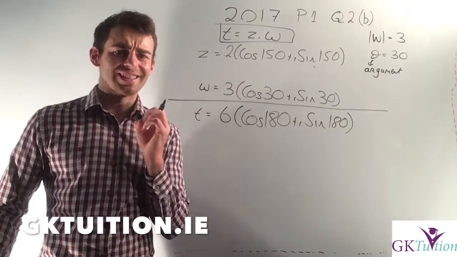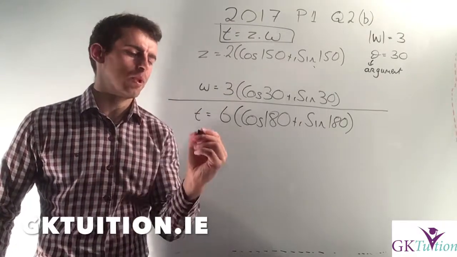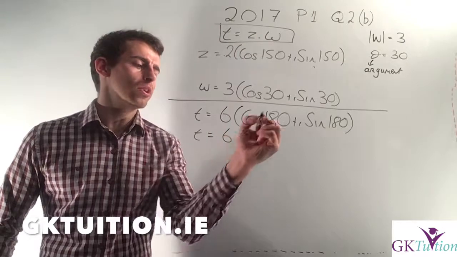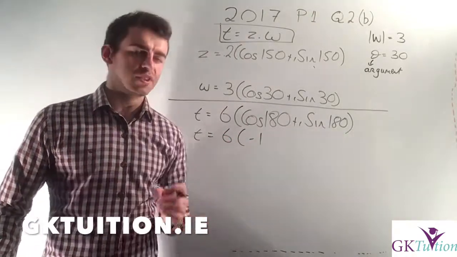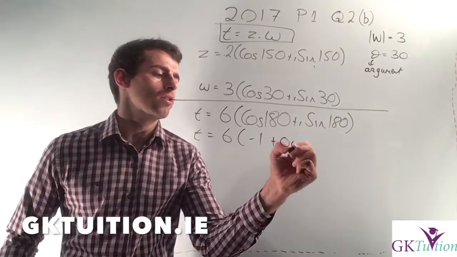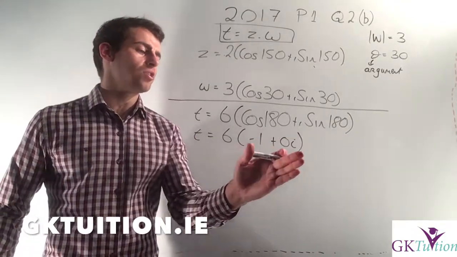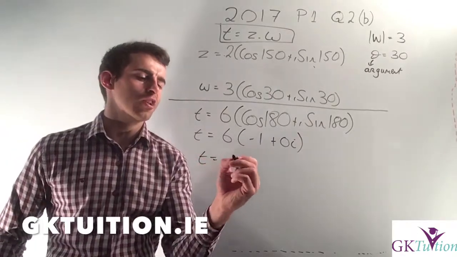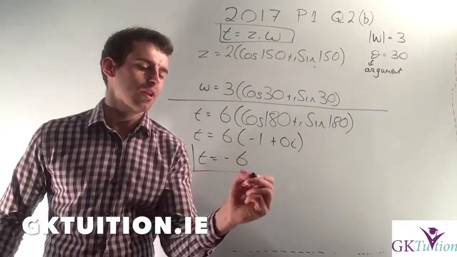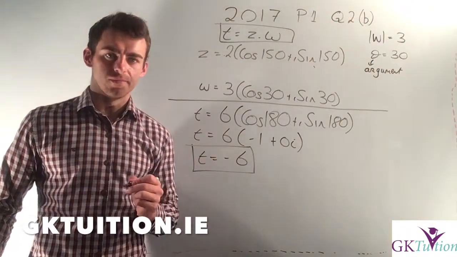Now it asked me to get t in its simplest form. So let's continue. If you plug the cos of 180 into your calculator, you'll get minus 1. If you plug the sine of 180 into your calculator, you'll get 0. So in my bracket I just have minus 1 plus 0i. If I multiply this out, I end up with t equal to minus 6. So this is my t in its simplest form.